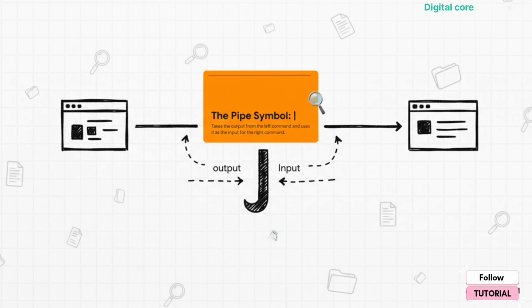And the secret ingredient for all of this is the pipe symbol. This little vertical bar is seriously one of the most powerful ideas on the command line. Think of it like a piece of plumbing, a connector. It takes everything that comes out of the command on the left, and it funnels it, or pipes it, straight into the command on the right without ever hitting your screen.